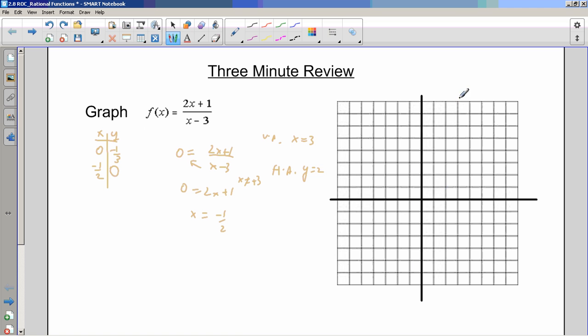And now we're off to the races here. X equals 3. Quick. Want to get through this. Want to start my review. There's y equals 2. And I get my 2 points. X is negative 1/2, 0. Or X is 0, Y is negative 1/3, right in there.